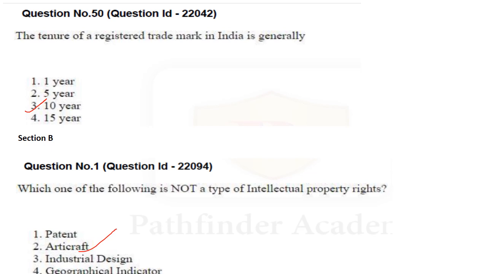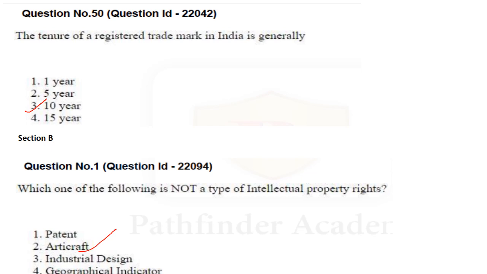Then next one. This is section B. Which one of the following is not a type of intellectual property right? So, patent. There are 7 types of intellectual property rights in India. That is copyright, trademark, patent, geographical indication, plant varieties, industrial design, and semiconductor integrated circuit layout design. So patent is there, artcraft is not there.